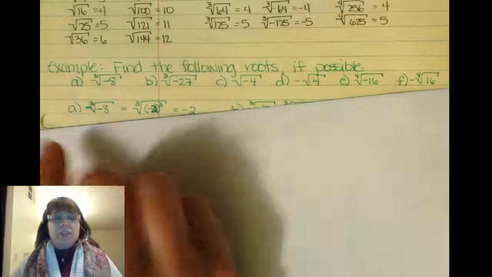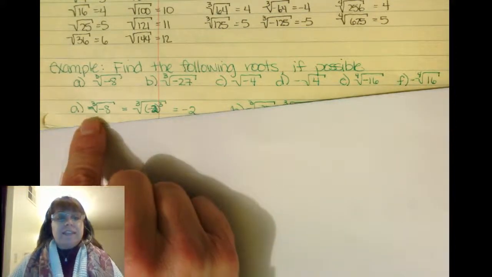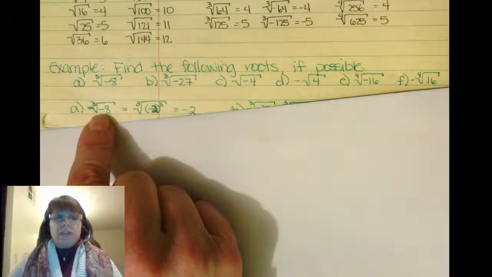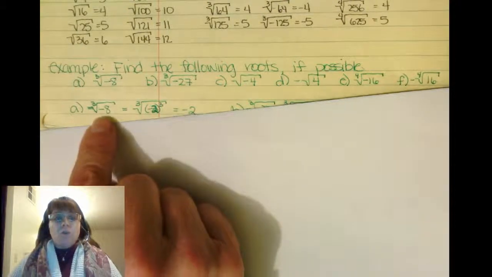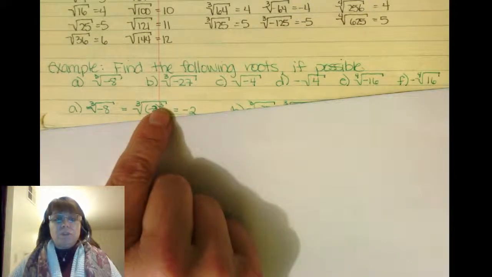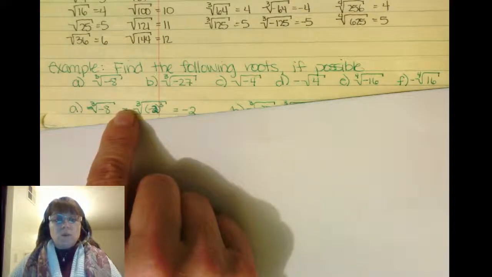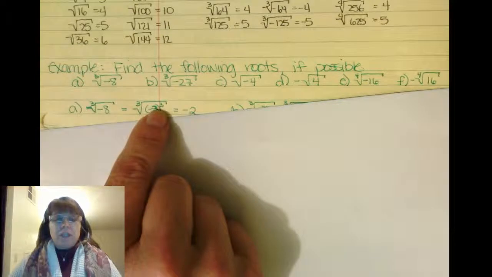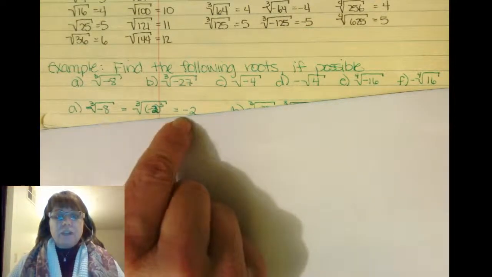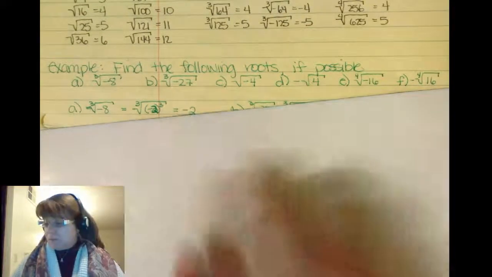For the first problem, the cube root of -8, since it is an odd root, it is allowable to take the root of a negative number. I can rewrite -8 as -2 cubed. Because the cube root and cubing cancel each other out, I'm left with -2. So the cube root of -2 cubed is -2.